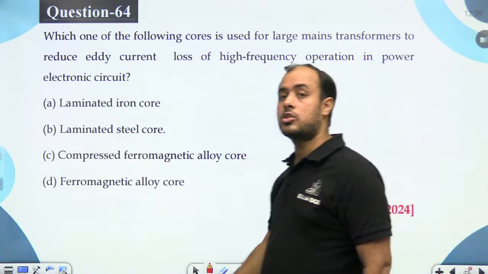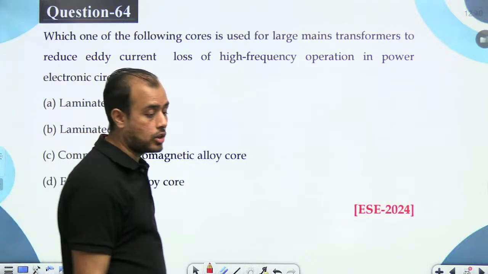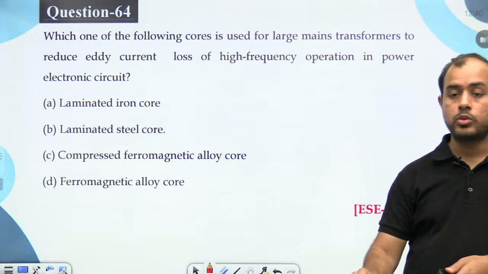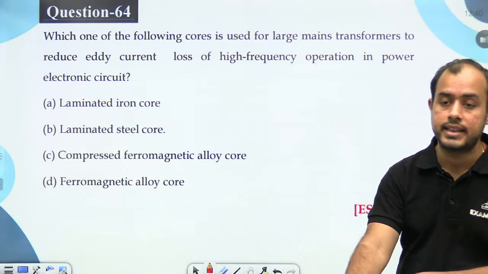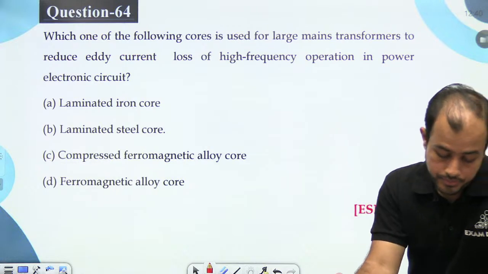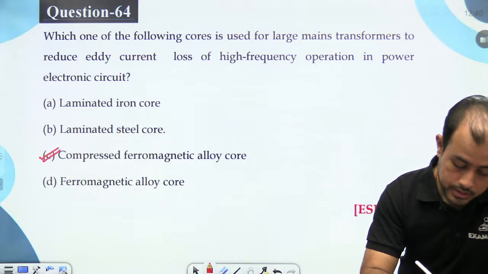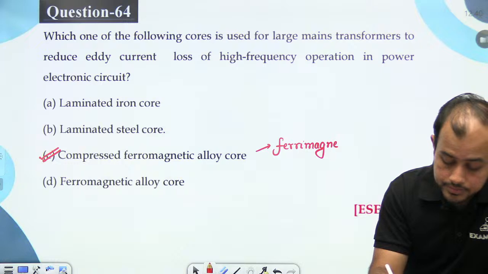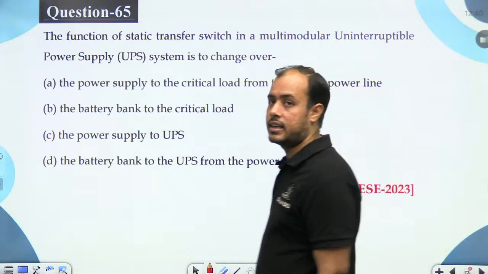Which of the following core is used for a large main transformer to reduce eddy current loss of high frequency operation? Very easy question बेटा. हाई फ्रीक्वेंसी ऑपरेशन पे कौन सा कोर इस्तेमाल करेंगे? कंप्रेस्ड फेरोमैग्नेटिक एलॉय कोर. बेसिकली इन एलॉइंग it will become ferromagnetic. मशीन में हम लोग पढ़ते हैं ना, तो ये आप याद रखिए, हाई फ्रीक्वेंसी पे to reduce eddy current loss.